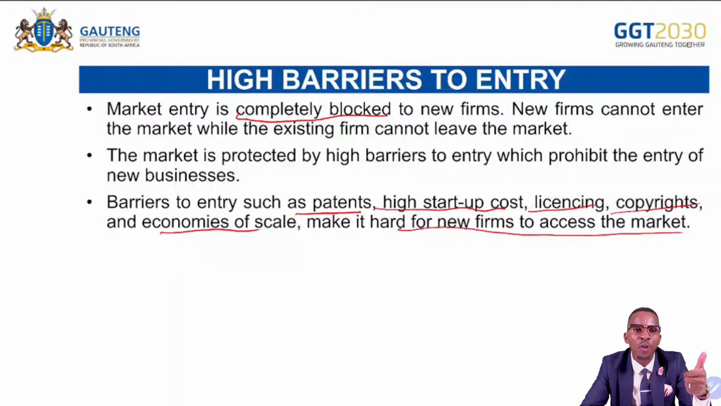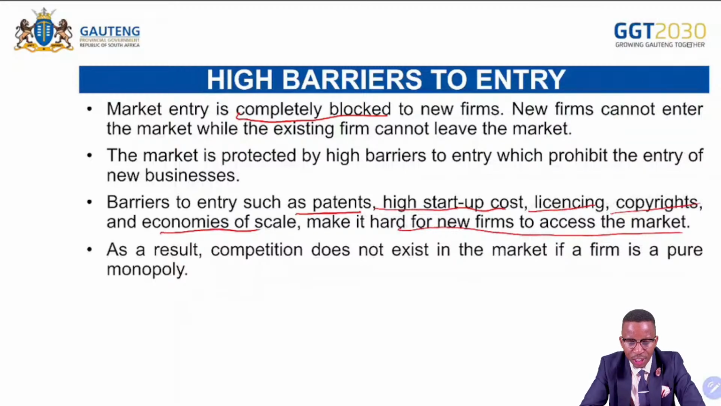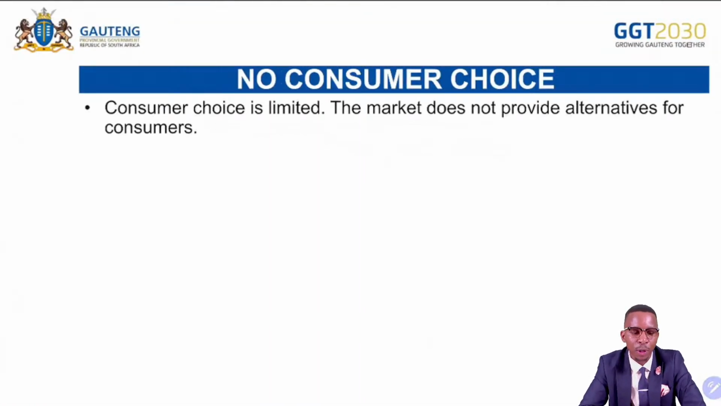Also, economies of scale scare new businesses from entering the market, because firms that are new find it difficult to compete with the firm that enjoys economies of scale. As a result, competition does not exist in the market. If a firm is a pure monopoly, it does not have a competitor. There is no consumer choice. So under this kind of market, consumers do not have any choice.